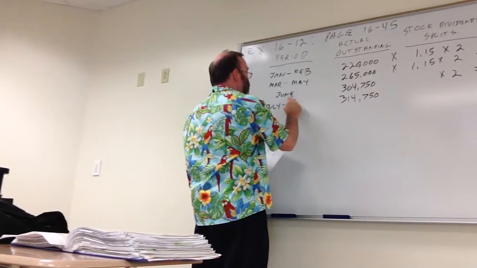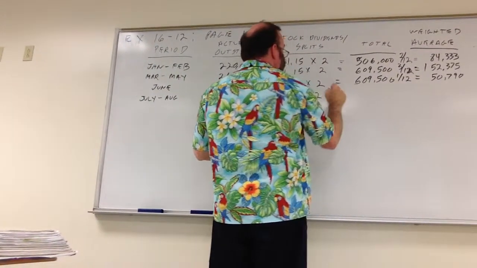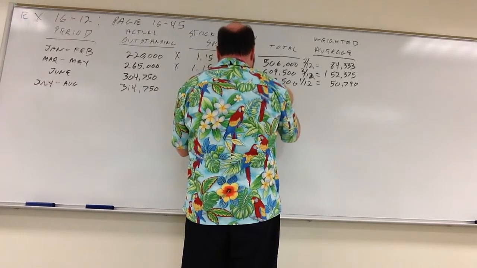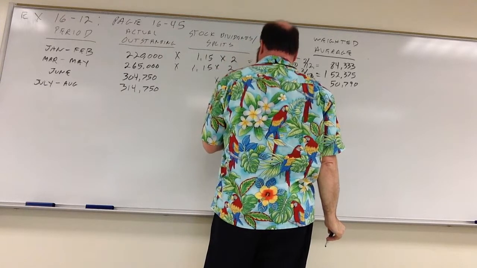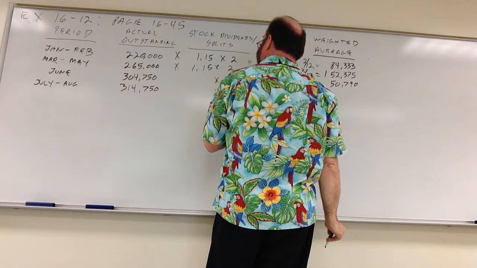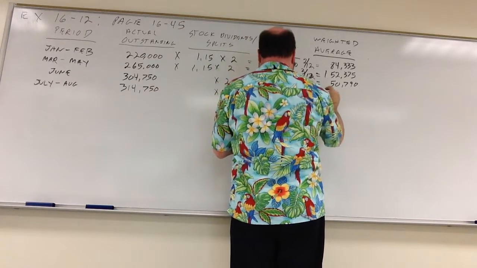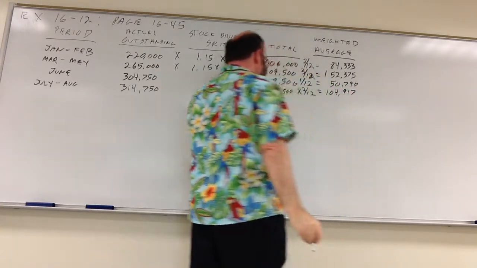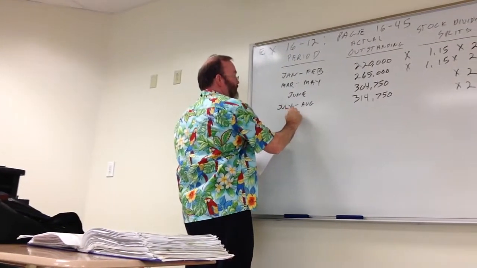And that's going to be the same until the stock split occurs at the end of August. Still need to multiply that by 2, because in June and August, the stock split has not occurred yet. And now we get 629,500. That's going to be for 2/12ths, or 104,917.